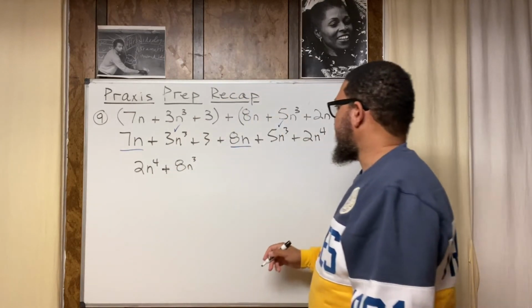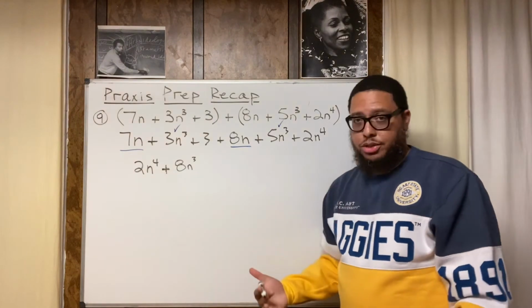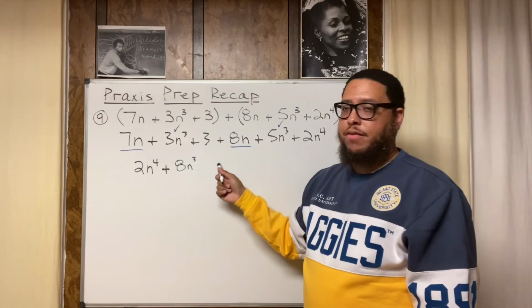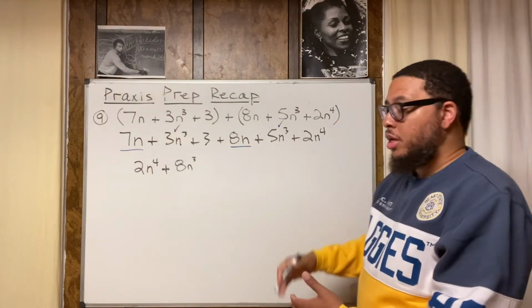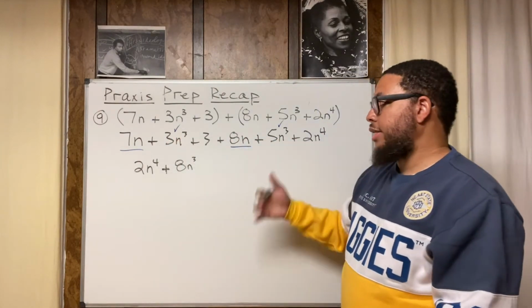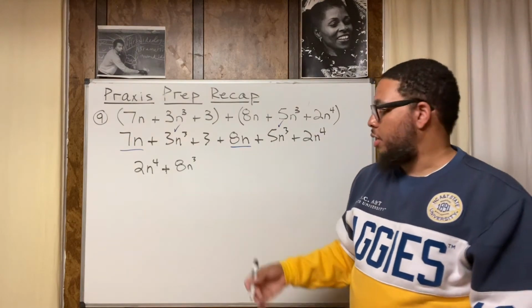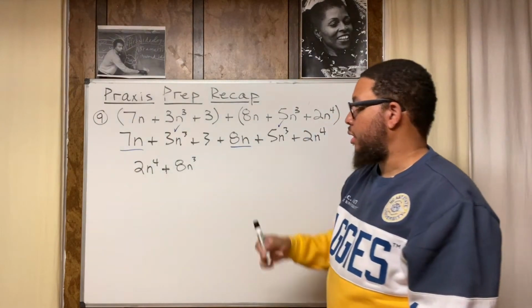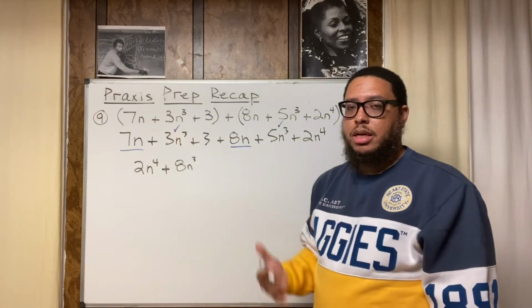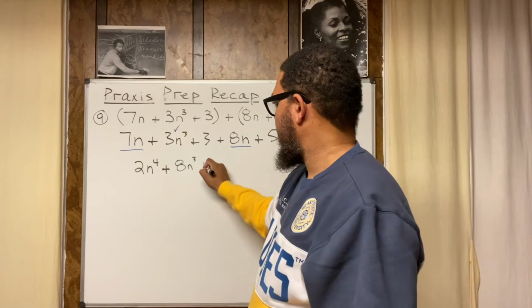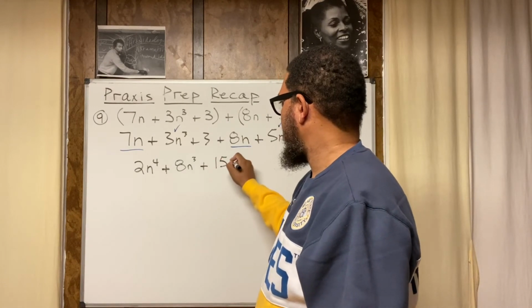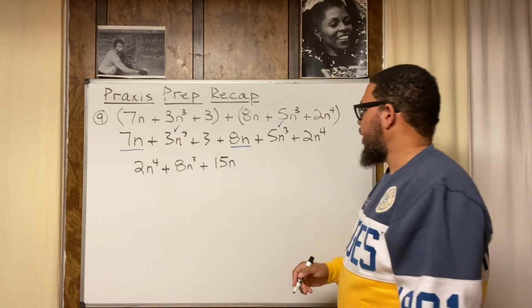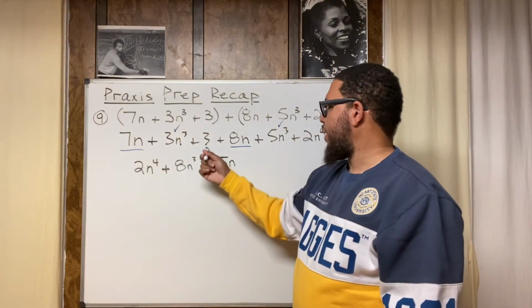All right. Then I don't have an n squared term, which naturally would come next. See how it's going 4, 3, but I don't have an n squared term. There's no n squared term up here. So we skip that. Then we go to the n to the first power term. So I got a 7n and an 8n. So 7n plus 8n is 15n. So we got 15n, right? And then, last but not least, we got this 3.